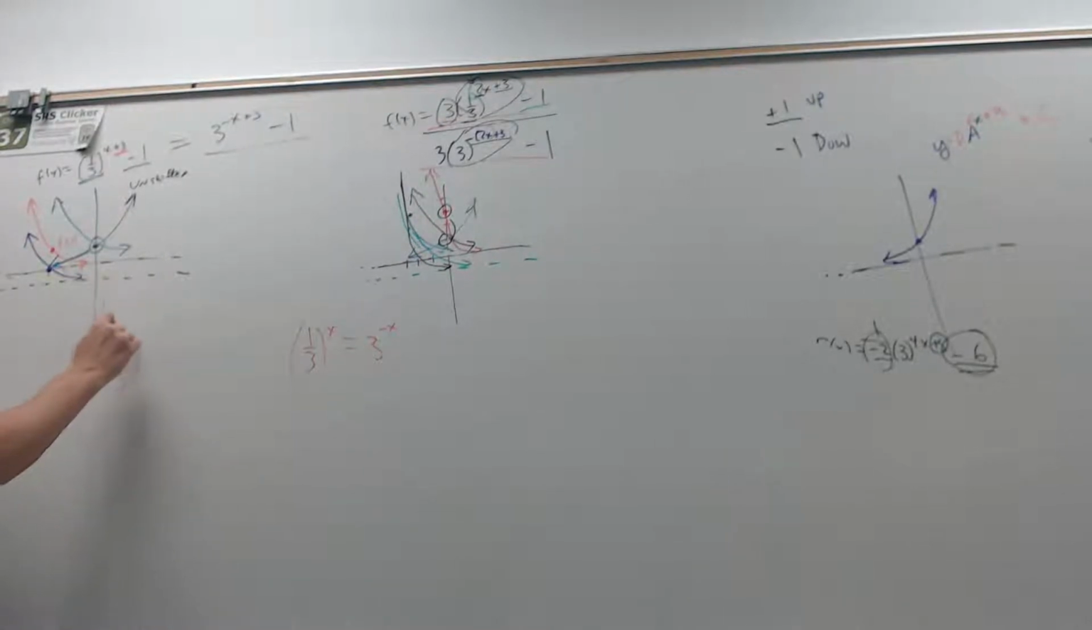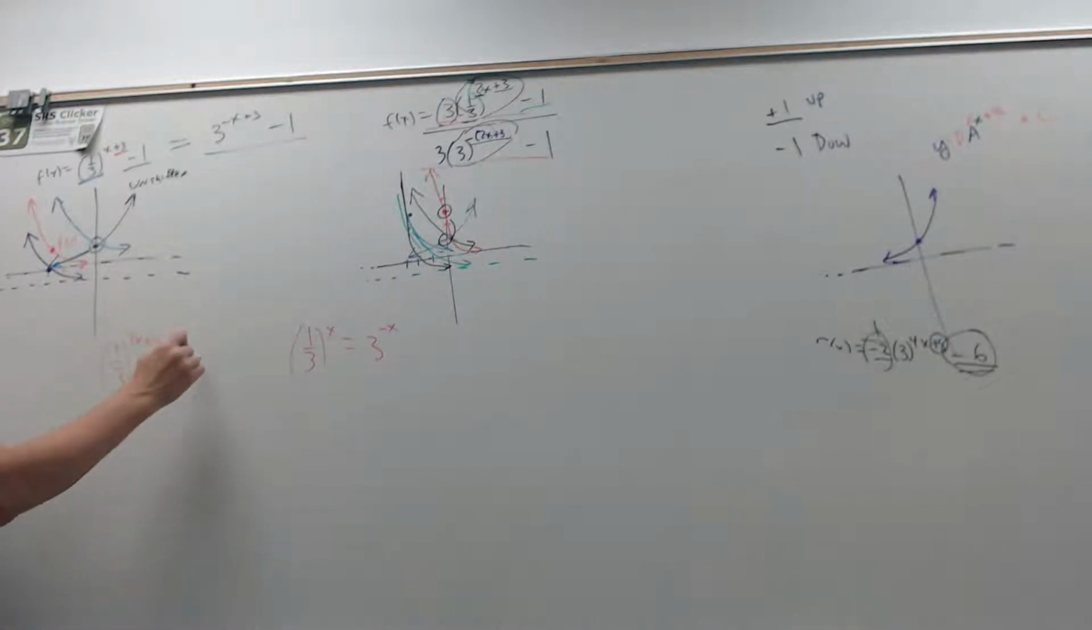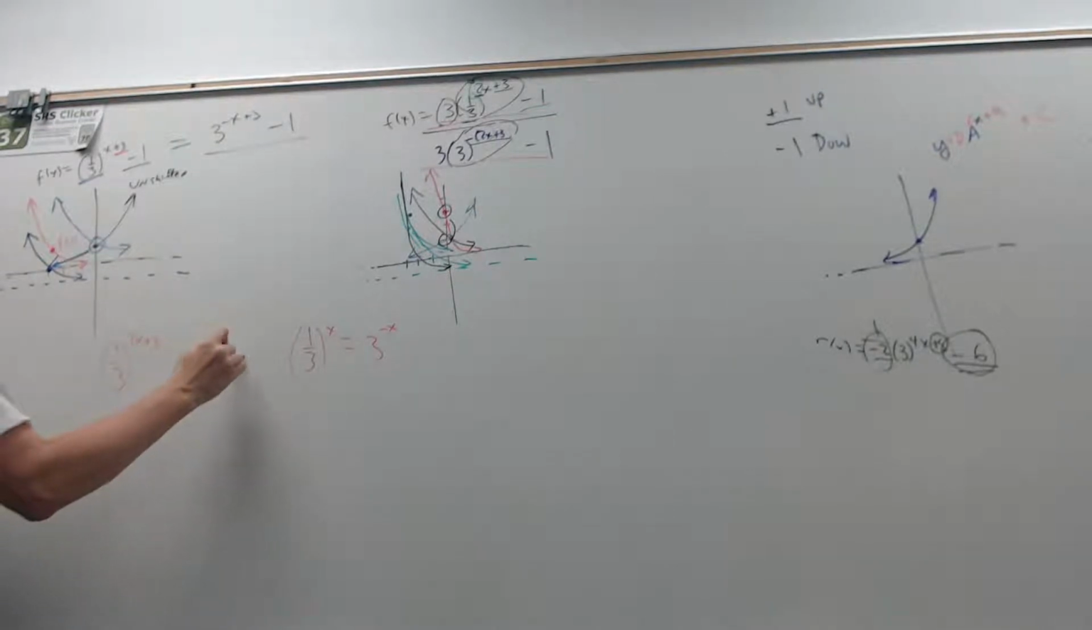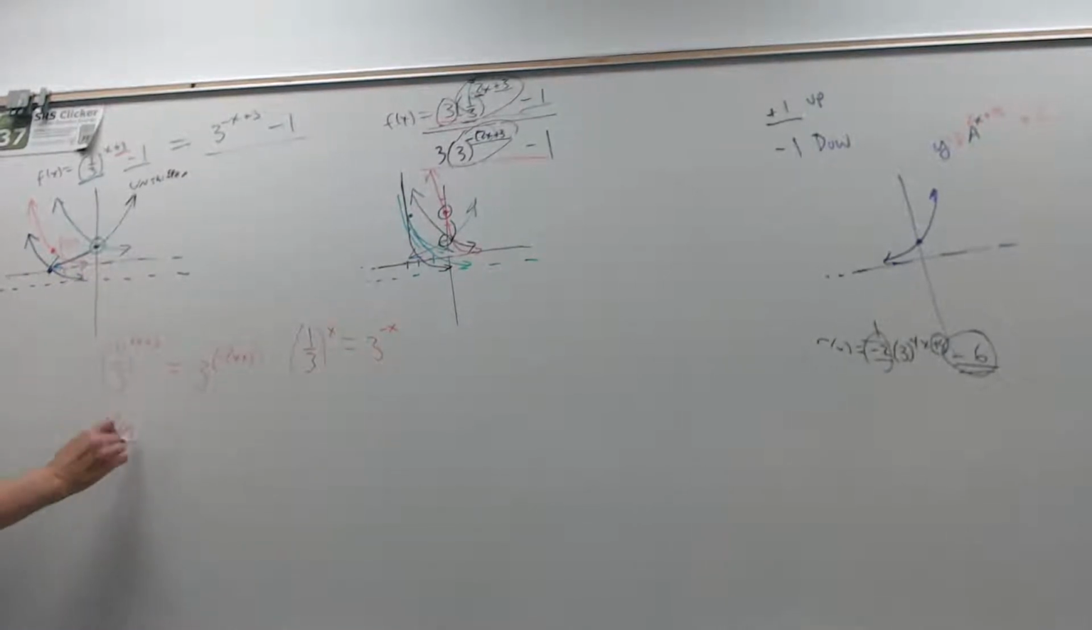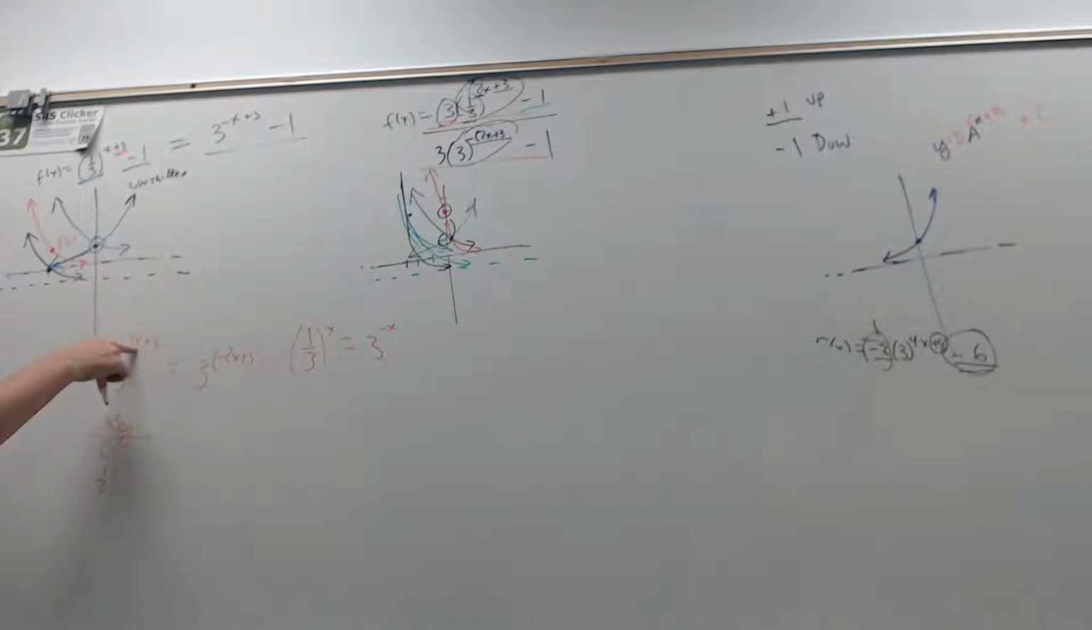1/3 to the 2x plus 3, versus 3 to the minus 2x plus 3. Let's prove whether those are the same. Or not the same. Okay? X, Y, 0, 1, 2. That's hopefully good enough.